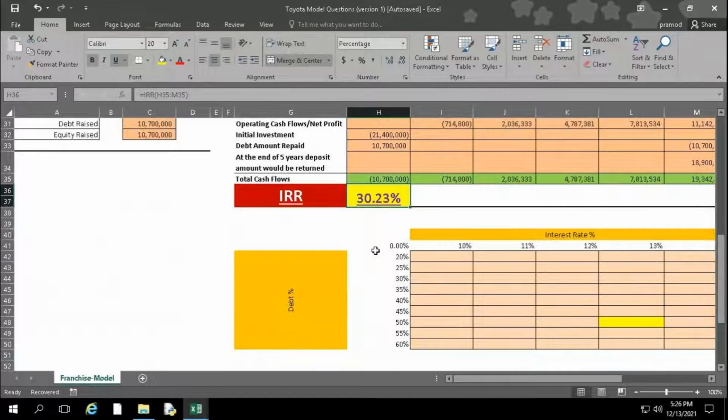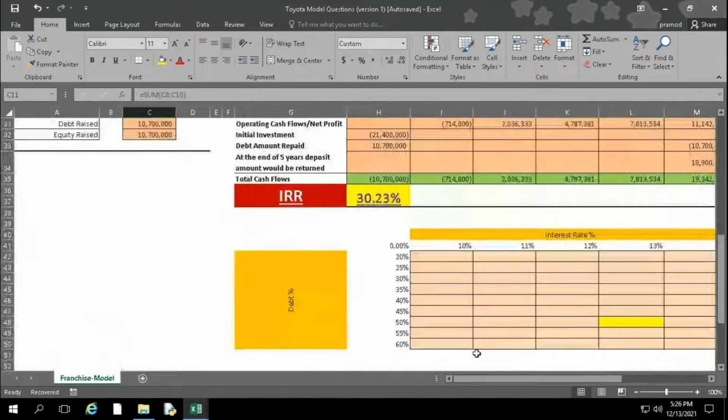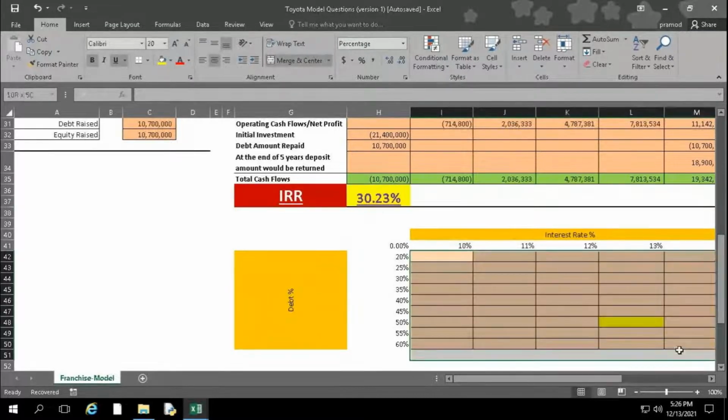Now the same IRR, what if my interest is 10%? What if I take debt of 20% of the total capital, and the interest is 10%, what will be the ratio? If it is 20%, same 10%, what will be the ratio? If I take a 30% loan, then 10%, what will be the ratio? Based on the ratio, I can find out the multiple values, so that we use it as a data table.